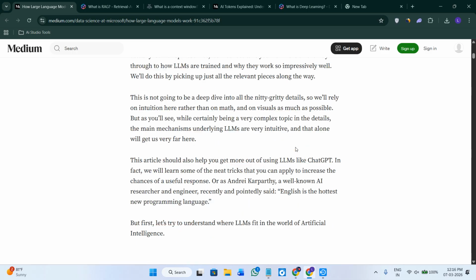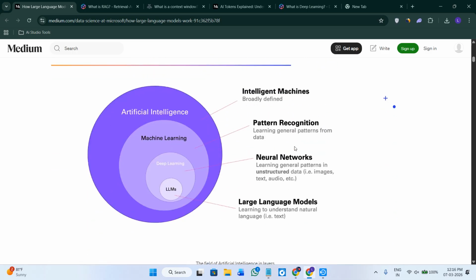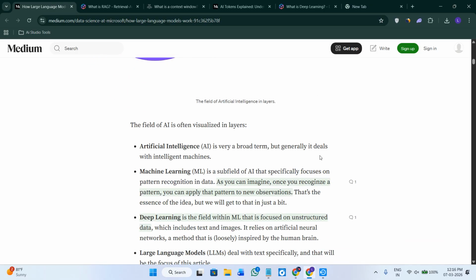Over time, the model improves through fine-tuning and feedback. Developers adjust the models using additional training and human feedback so that the responses become more accurate, helpful, and safe.